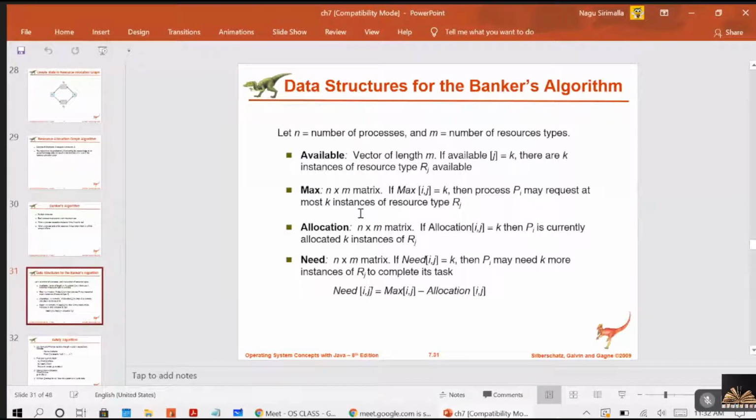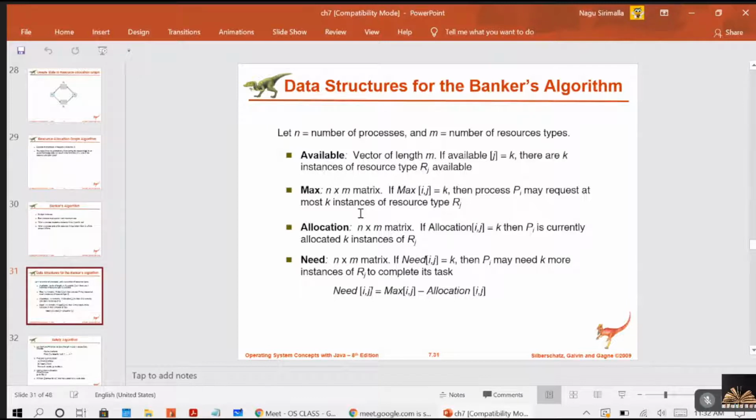So how will the Banker's algorithm be executed? I can say it's the process of Banker's algorithm. When a new process enters the system, the process must declare the maximum number of instances of each resource type that it may need. First point. Second, the maximum number may not exceed the total number of resources in the system. In the system, only the resources that are available can be requested. Your request should not exceed the total number of available resources in the system, right?